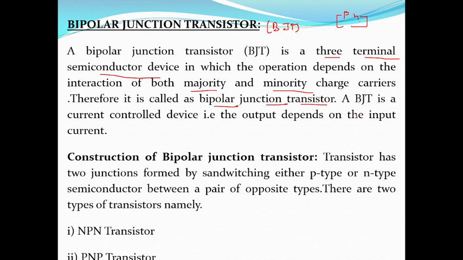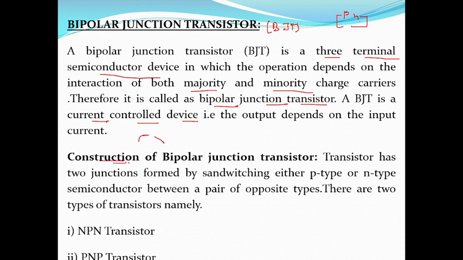Now this BJT, bipolar junction transistor, is a current control device, meaning the output depends on the input current. So BJT is a three-terminal device. Next, the current is due to interaction between majority and minority charge carriers. Next, it is a current control device.